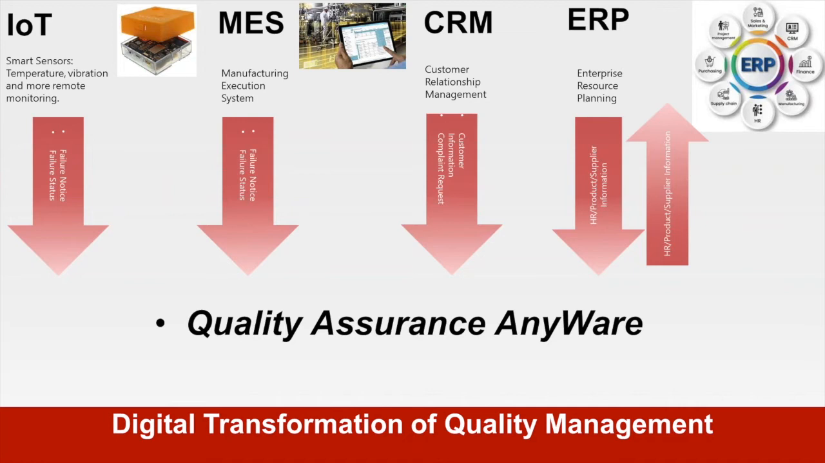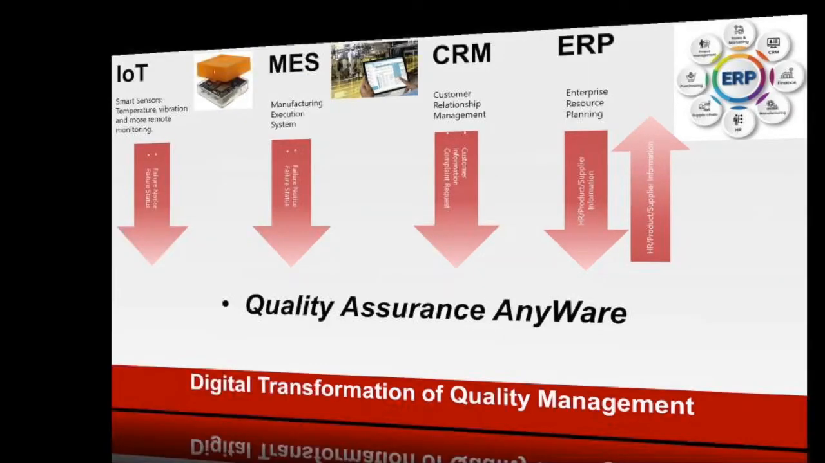The idea is to have an automated and integrated business management system. There will be no double entry needed, and just by entering data into quality assurance anywhere or another software system that you have at your disposal, quality assurance anywhere can help you manage your quality management systems digitally in a paperless working environment.